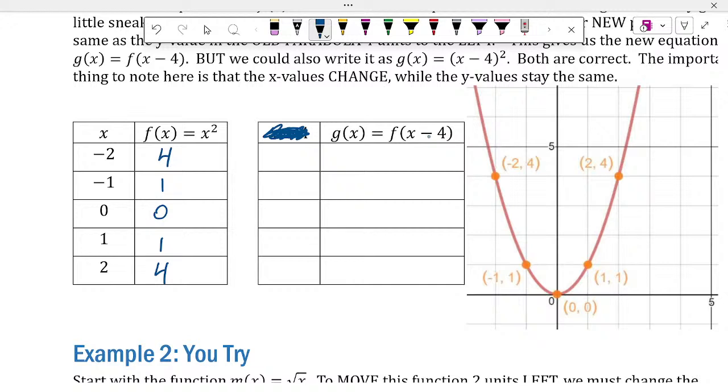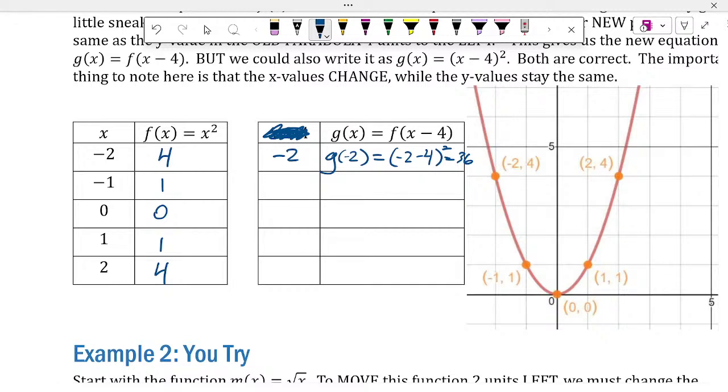But the problem is I want to use these numbers that I already have. So don't do this. Okay, everyone put your pencils down. Look at me. If I put negative 2 in here, I'm going to say g at negative 2 equals, and then what do I have to do? Well, I have to do negative 2 minus 4, and then square it. I'd get negative 6. Negative 6 squared is 36. Don't write this. Does that fit on my graph nicely?